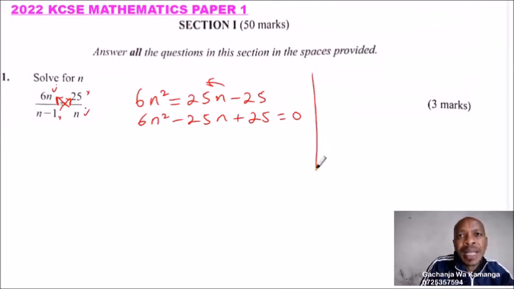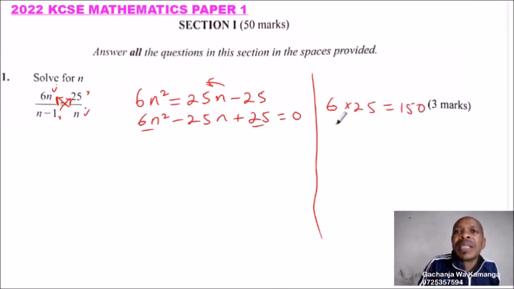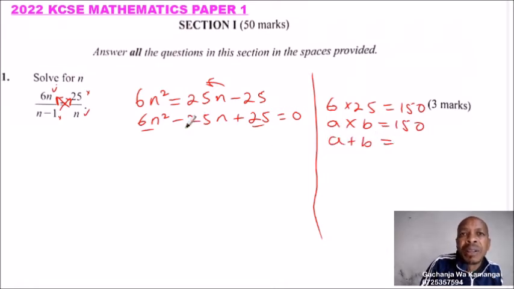So we try and find out, can we solve this equation using the factorization method? Because the coefficient of n squared is 6, we multiply 6 by 25, which is equal to 150. We get two numbers, a multiplied by b should give us 150, the product that we have found here, and a plus b should give us the coefficient of n, which is minus 25.